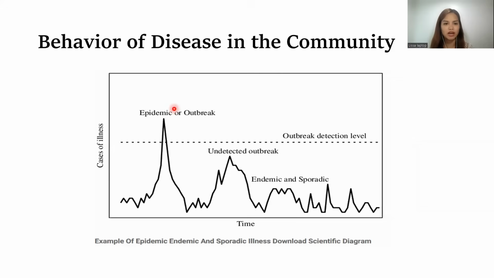So this is when you have an epidemic or outbreak, it exceeds the outbreak detection level, parang may cutoff for when to call it an epidemic or outbreak. So this one is an undetected outbreak since it did not reach the outbreak detection level. And then here we have the endemic, so it has a low level of frequency. Then we have sporadic, which is an infrequent or haphazard or irregular occurrence of those cases with no discernible temporal or spatial pattern.